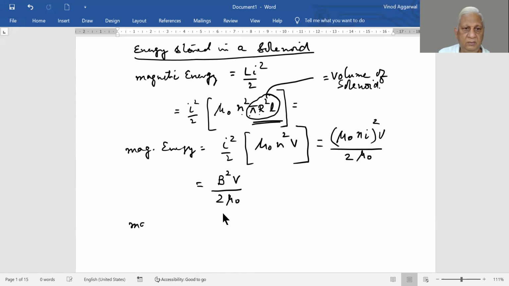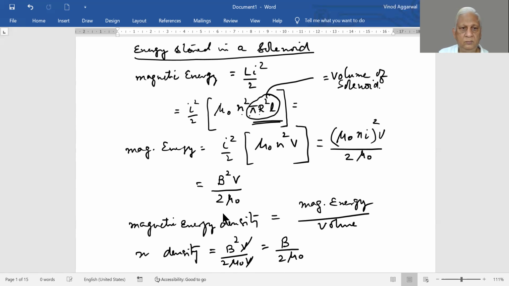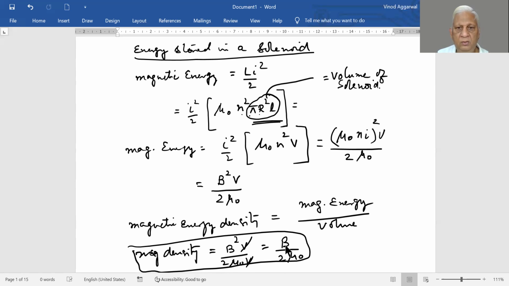And if we define the magnetic energy density, which is magnetic energy per unit volume, then this becomes: magnetic energy density is equal to B square divided by 2 mu naught.